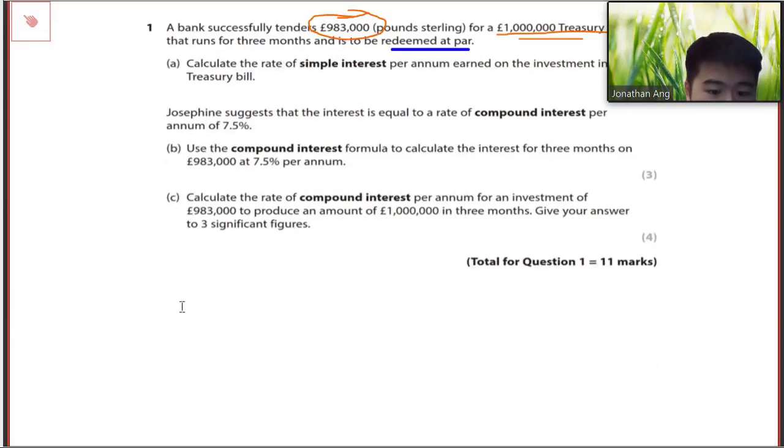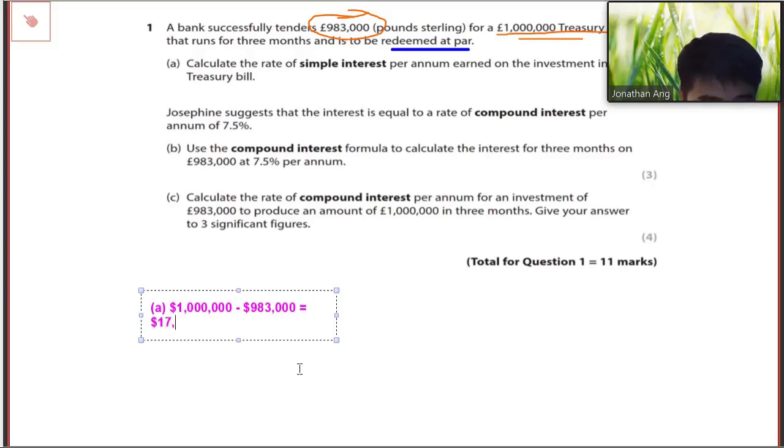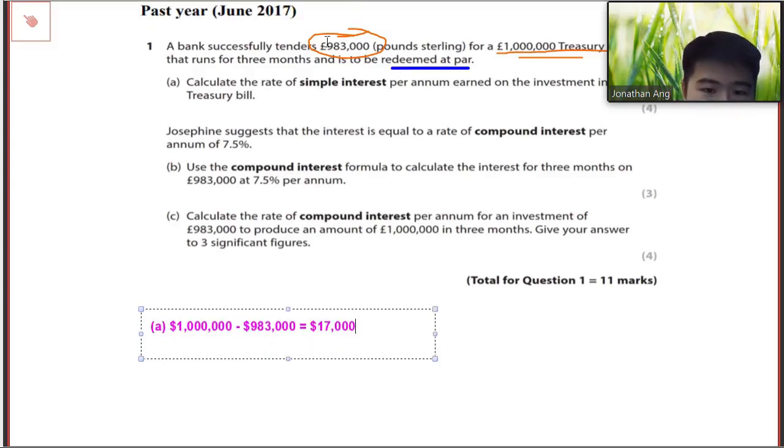So let's calculate. I calculate down here because up there not much space. Now you use $1 million minus away the difference in price. The amount that you're actually earning is 17,000. Forgive me, the question says it is pounds, but I'll be using dollars because the keyboard only has a dollar sign. You just imagine that's the sterling pound. It's just a matter of currency.